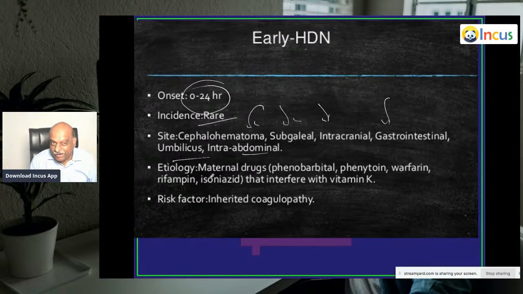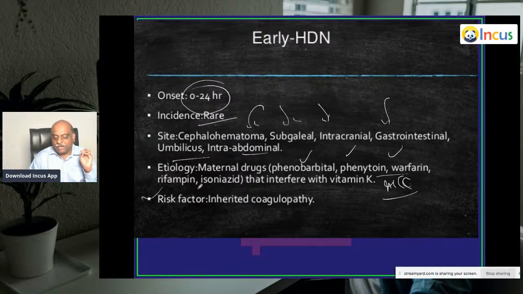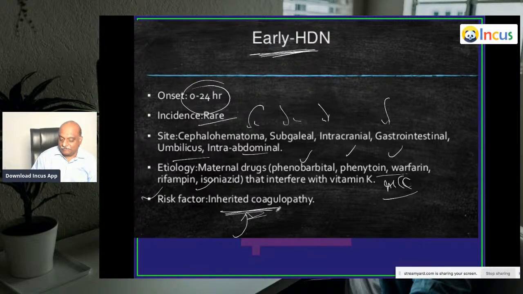Why early hemorrhagic disease of the newborn occurs? Etiology kya hota hai? This is the favorite MCQ. Any maternal drugs like phenobarbital, phenytoin, warfarin, rifampin, isoniazid, which can interfere with vitamin K, if the mother was taking those drugs, that can lead to early HDN. And the risk factor is an inherited coagulopathy.